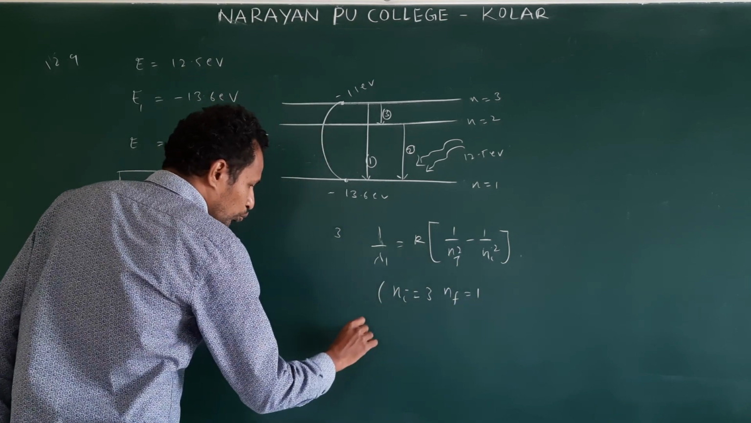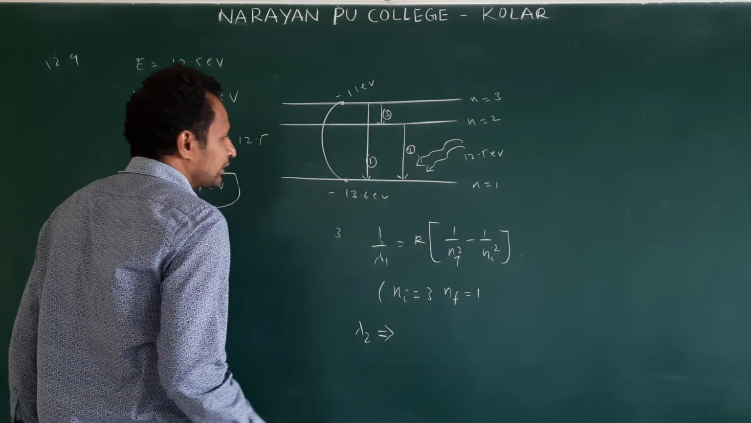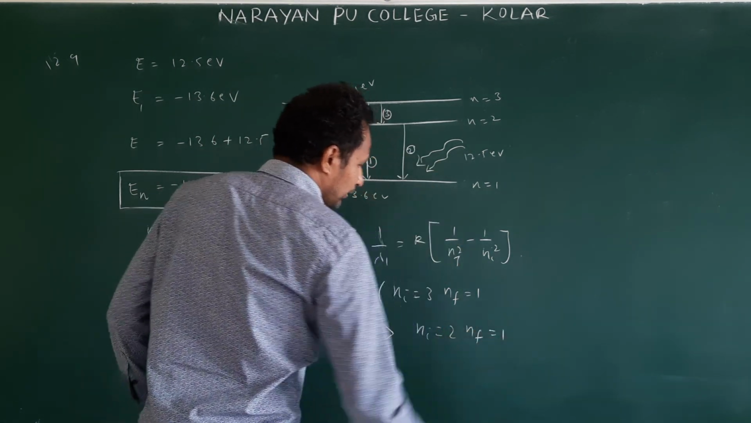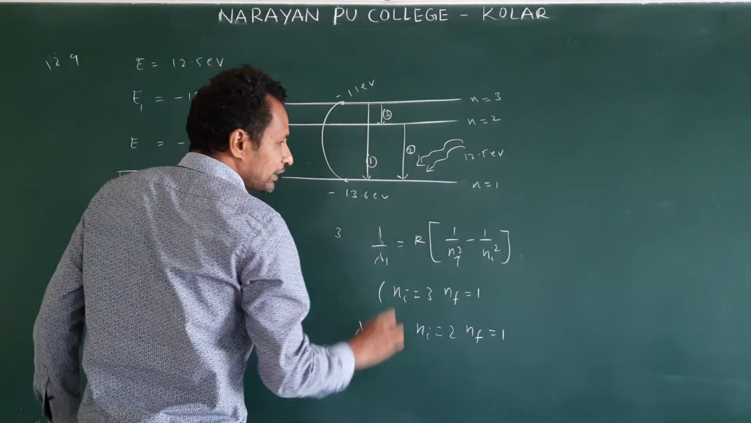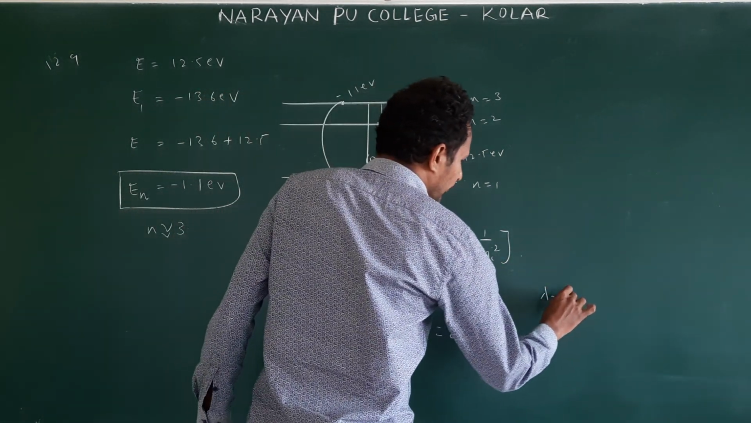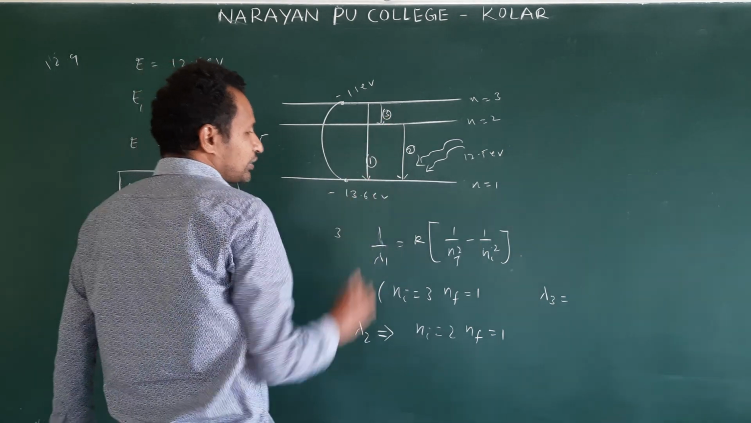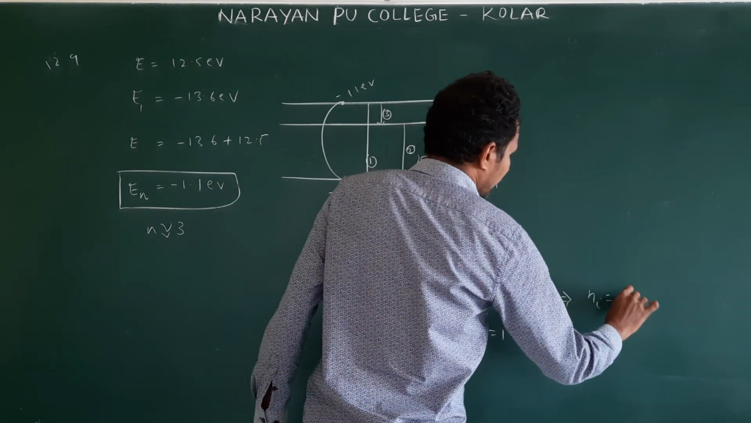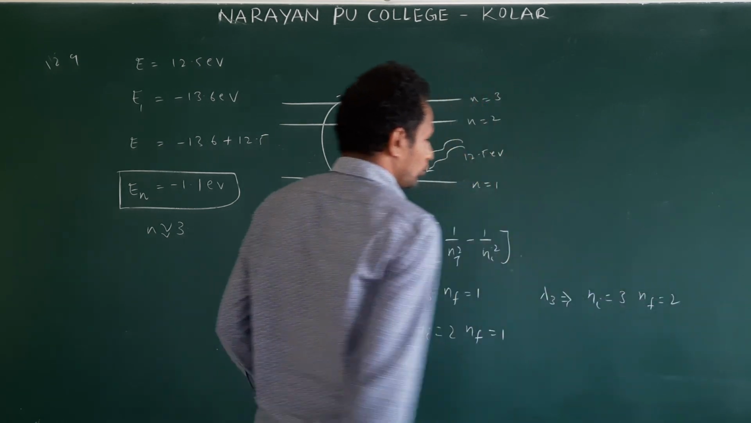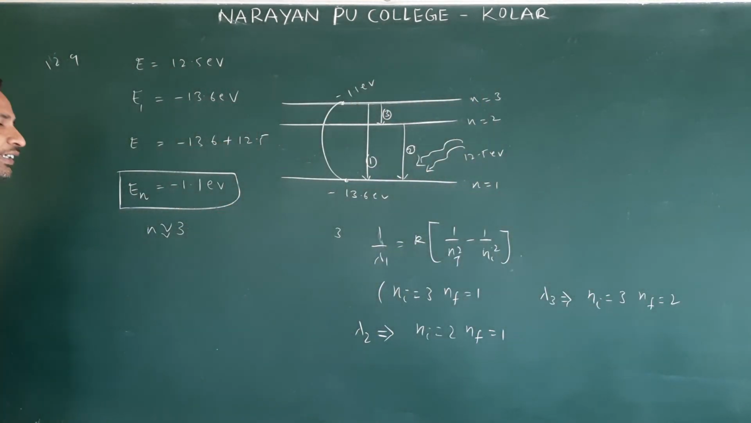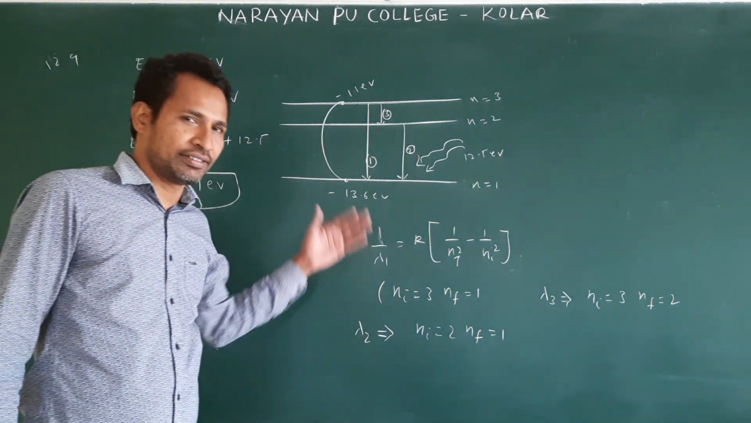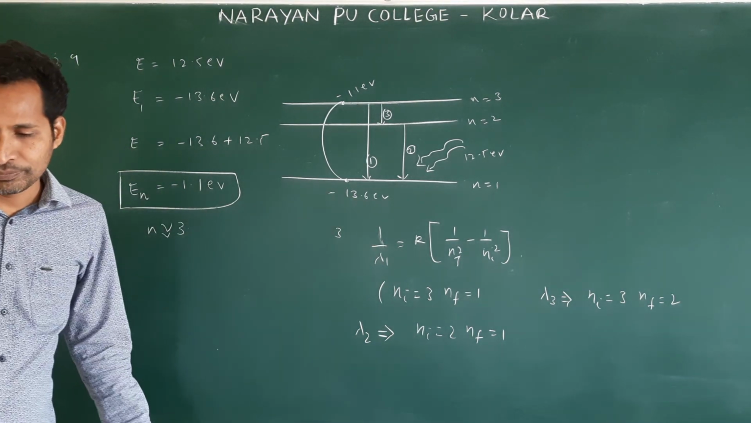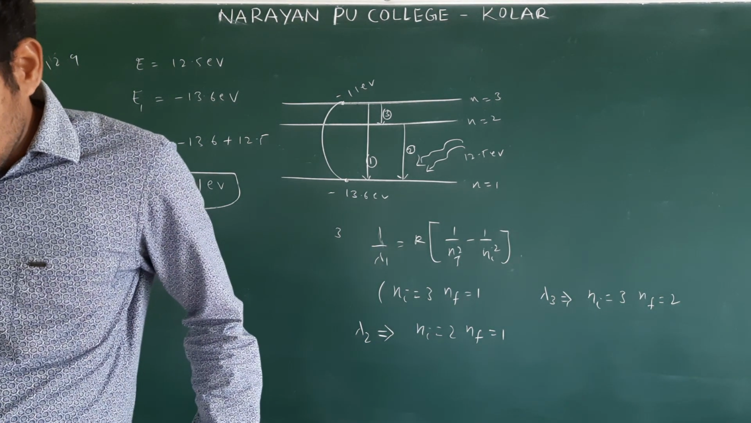For lambda 2, what is the transition? N initial is 2, n final is 1. Follow this formula to get the wavelengths. And lambda 3 means the third transition. For this, what is the transition? N initial is equal to 3, n final is equal to 2. So if you follow this, you will get the wavelengths. Already we calculated in the hydrogen spectra. Same values you can write. Okay. Next, last question, 10th question.